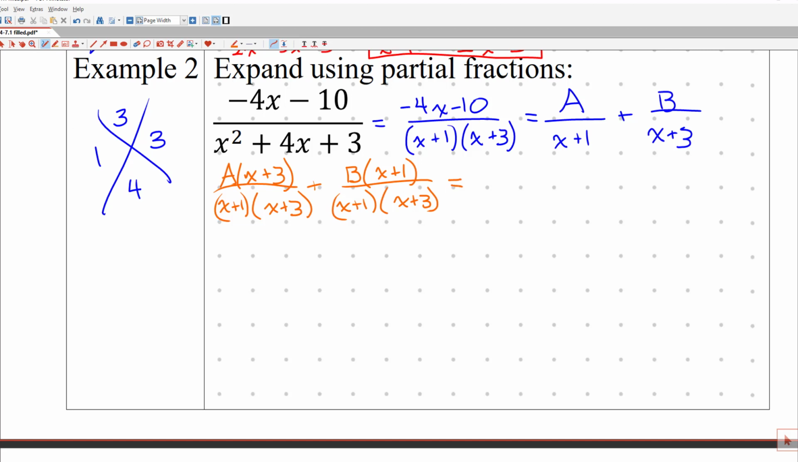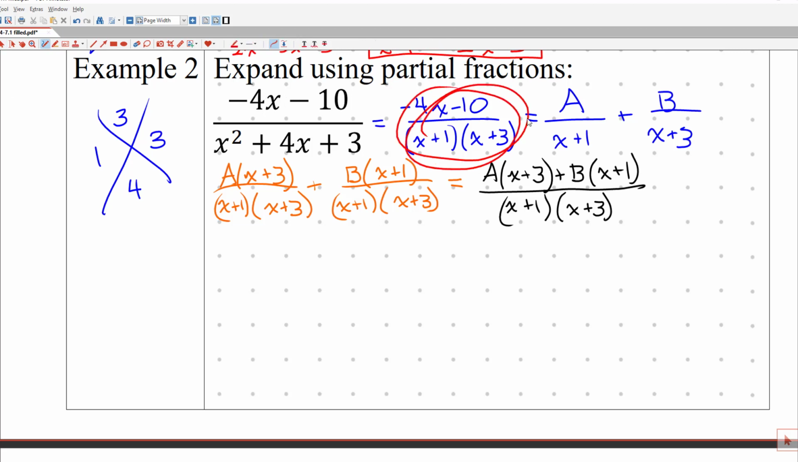And then adding these two together, kind of the step that I skipped on the last one, the numerators I can add since the denominators are the same. So I have a times x plus 3 plus b times x plus 1, in parentheses, all over x plus 1 times x plus 3. And remember, what is this thing being set equal to? It was originally equal to this thing. So I'm going to rewrite it again just for the sake of seeing them side by side. This is equal to negative 4x minus 10 all over x plus 1, x plus 3.